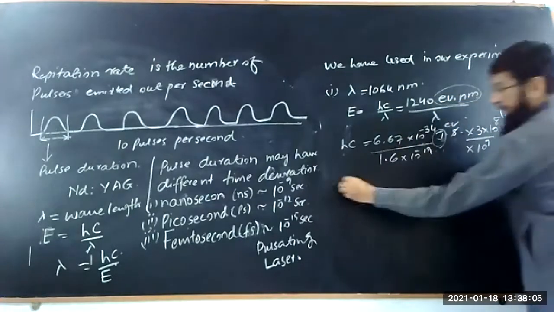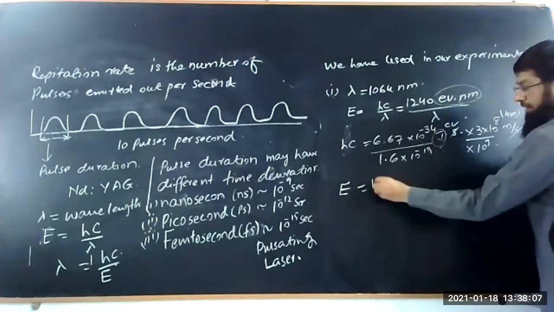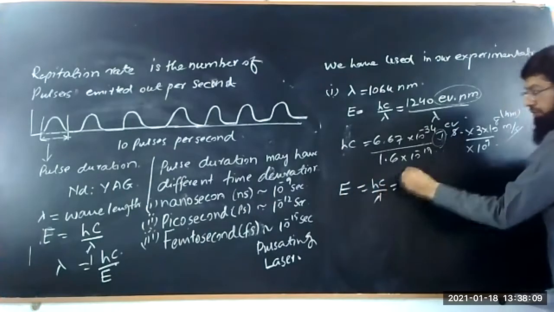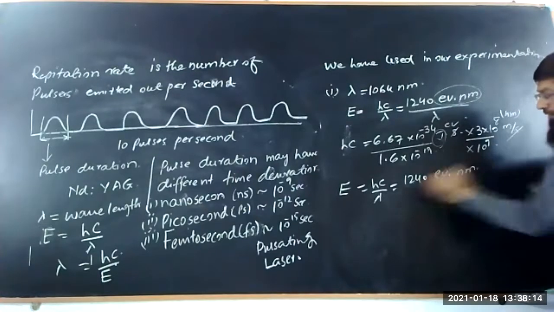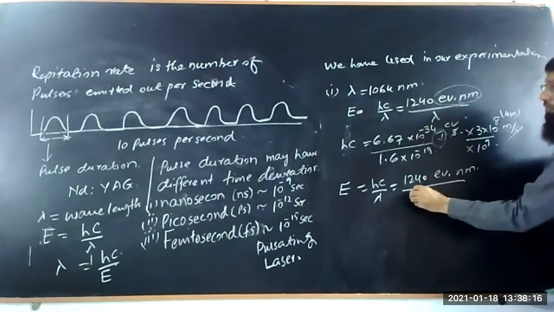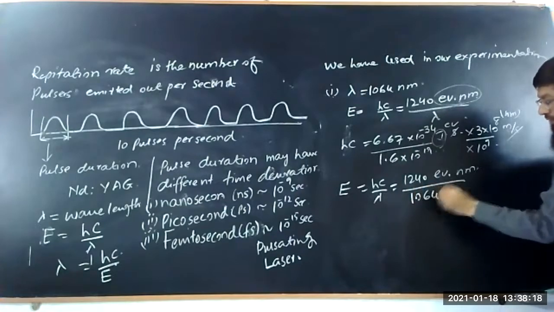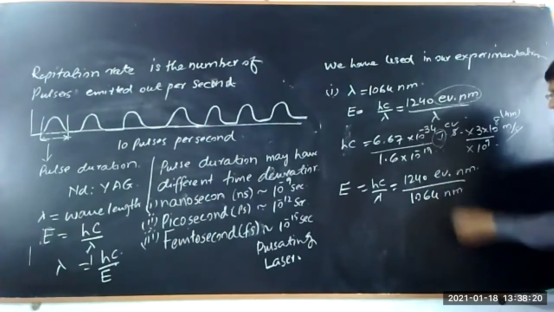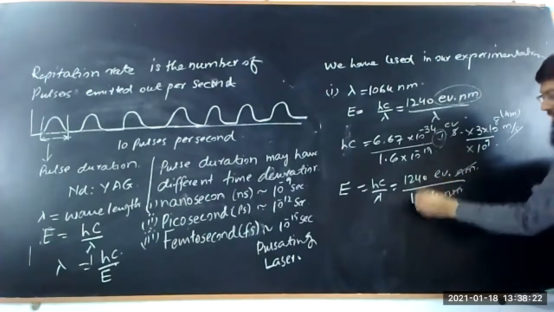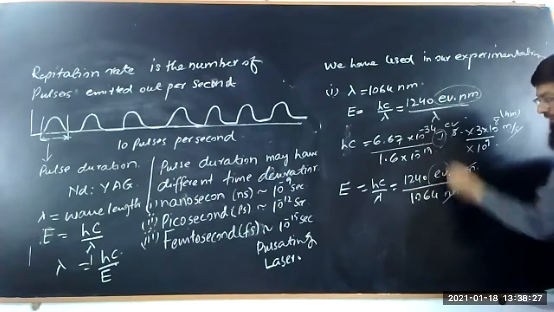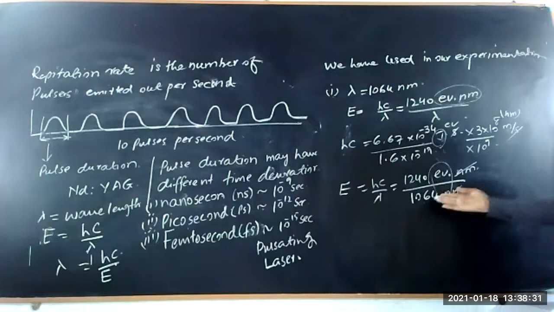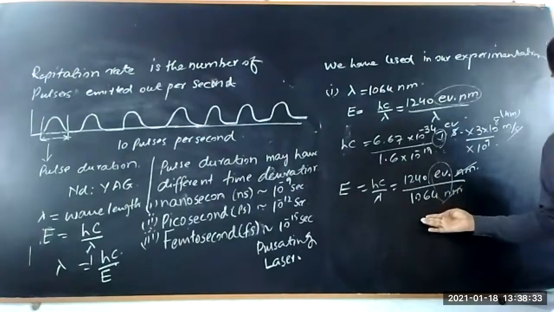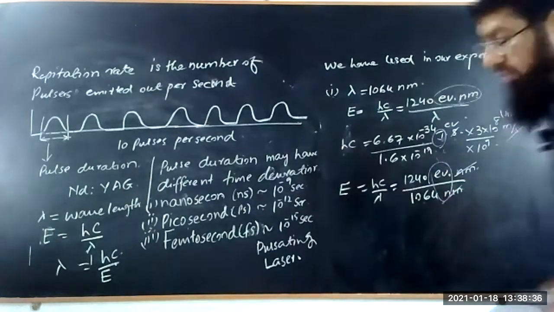So here E is equal to hc over lambda, which is equal to 1240 electron volt into nanometer divided by lambda, which is equal to 1064 nanometer. So nanometer cancels. If you divide 1240 by 1064, you will get the value in electron volts. So this will be equal to 1 point something. Clear?